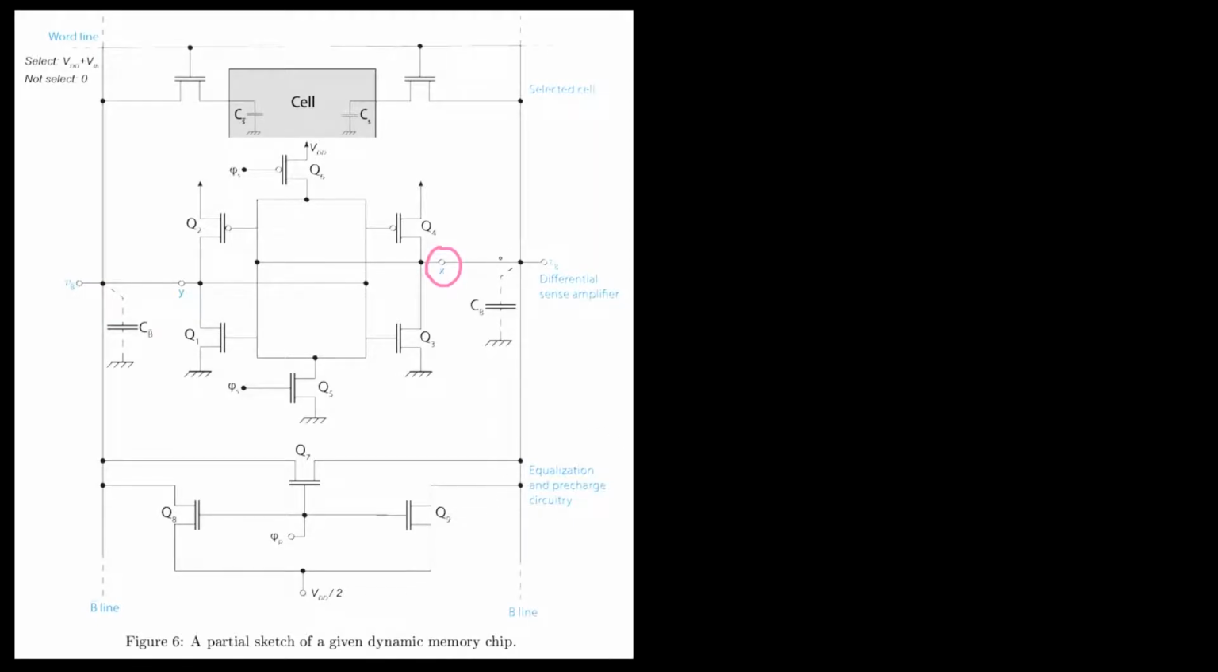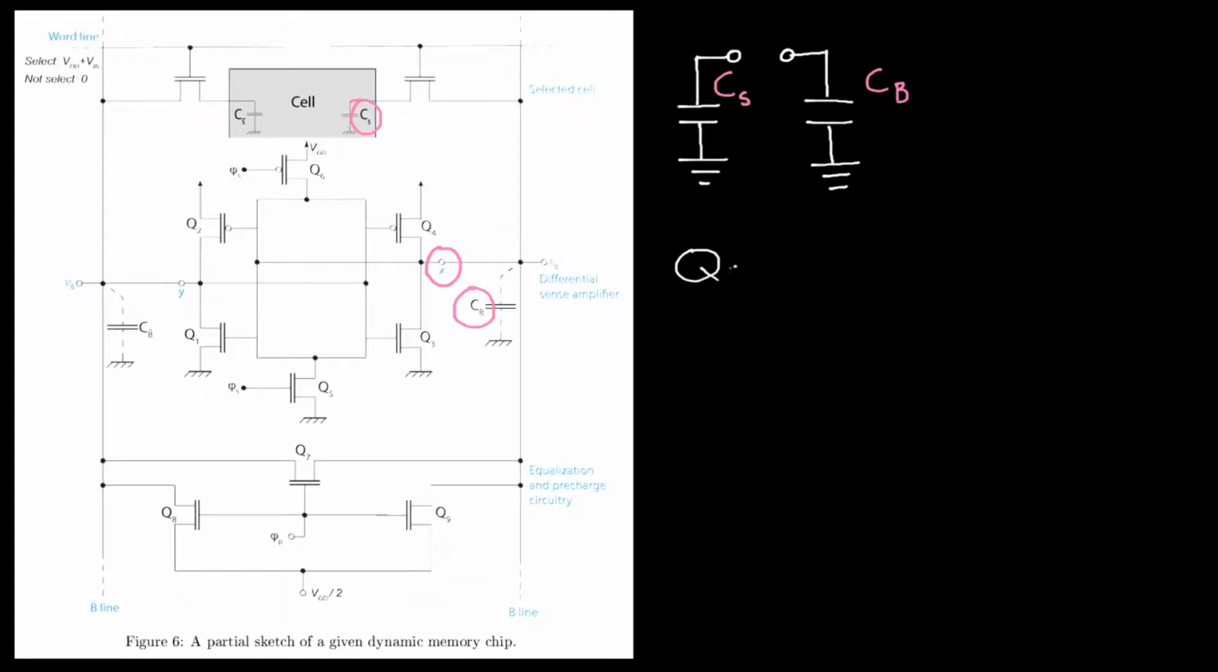Now to find out what the voltage will be at node X, we need to look at the state of this capacitor CB and CS. So before this access transistor is opened, the circuit looks like this. So we have two capacitors with an open circuit between them. From this we can actually compute the charge which is stored on each and every capacitor.